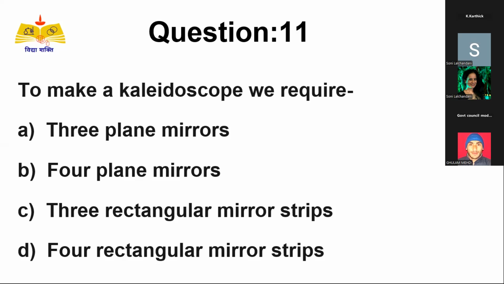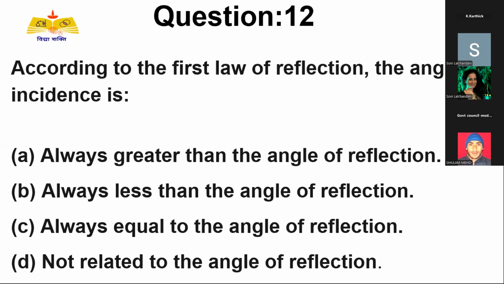All right. Done. Can we go to the next? According to the first law of reflection, the angle of incidence is A. Always greater than the angle of reflection, B. Always less than the angle of reflection, C. Always equal to the angle of reflection, D. Not related to the angle of reflection.